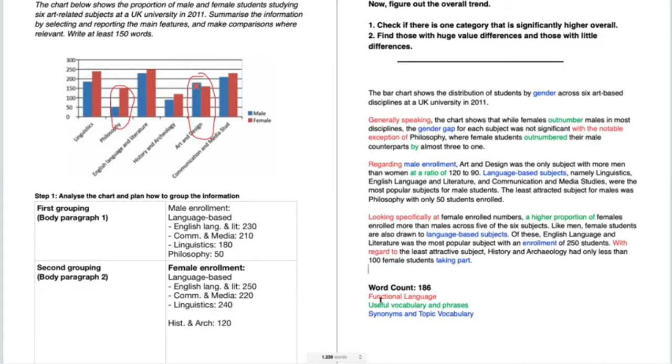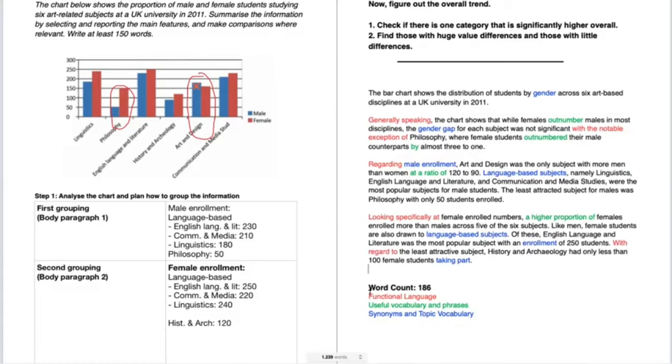Now in color coding, I have functional language in red, useful vocabulary and phrases in green, and synonyms and topic vocabulary in blue. This will really depend on how much you are prepared in terms of your vocabulary and your synonyms, and basically all of your language acquisition prior to the exam. So make sure you're studying up on great phrases, especially for technical language and scientific writing.